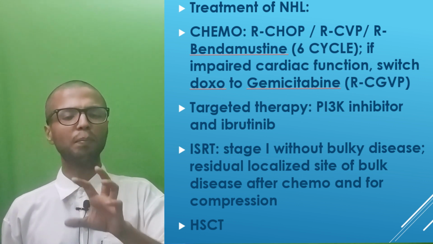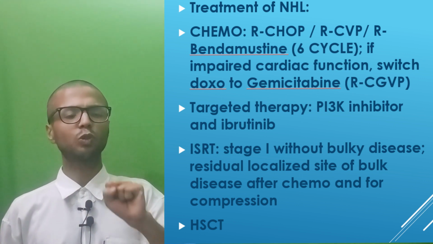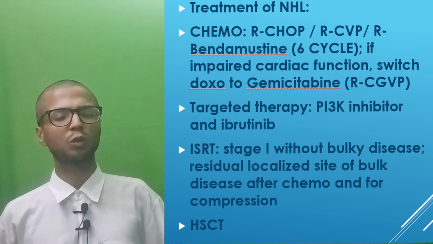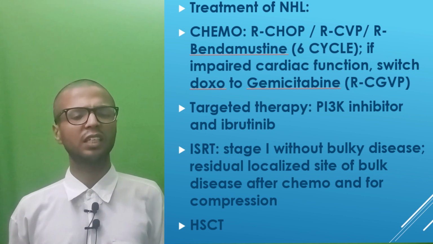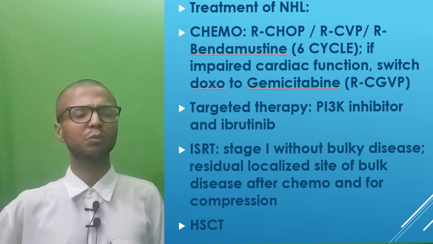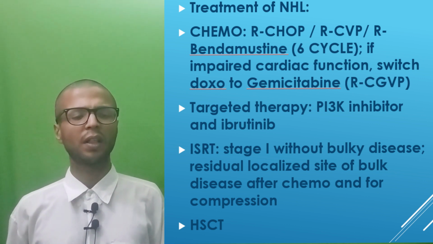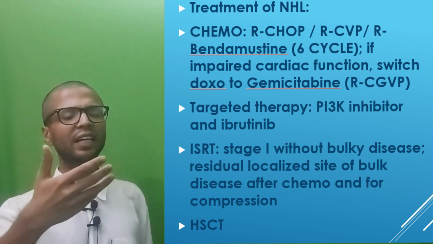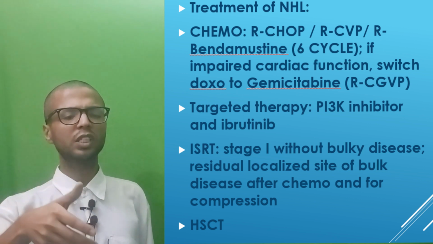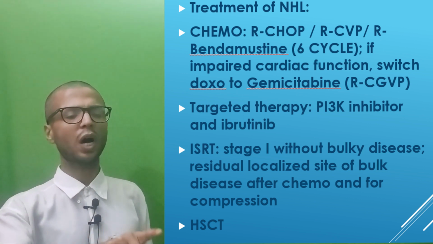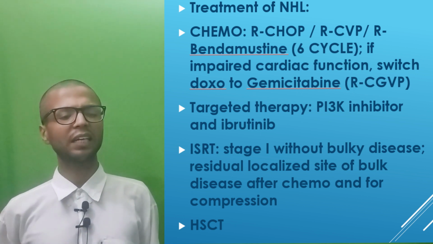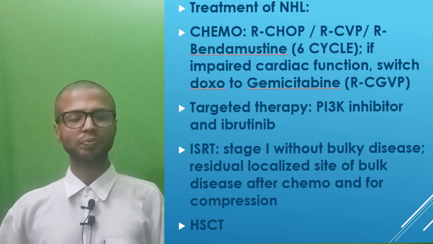So combining an alkylating agent with the anti-CD20 monoclonal antibody rituximab has also been shown to give good results in a randomized controlled trial. So we can give 6 cycles of the R-CHOP regimen. And if there is compromise of cardiac function, then we can eliminate H, or we can switch H to gemcitabine. So R, C, G, VP. C is for cyclophosphamide, G for gemcitabine, V for vincristine, and P for prednisolone.